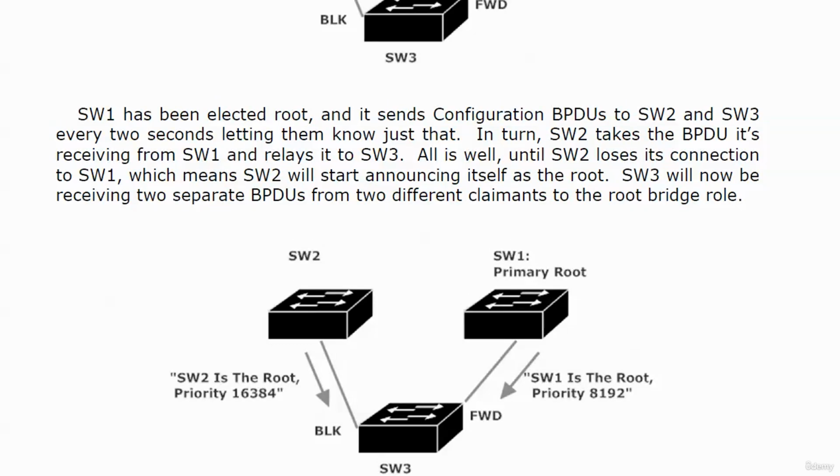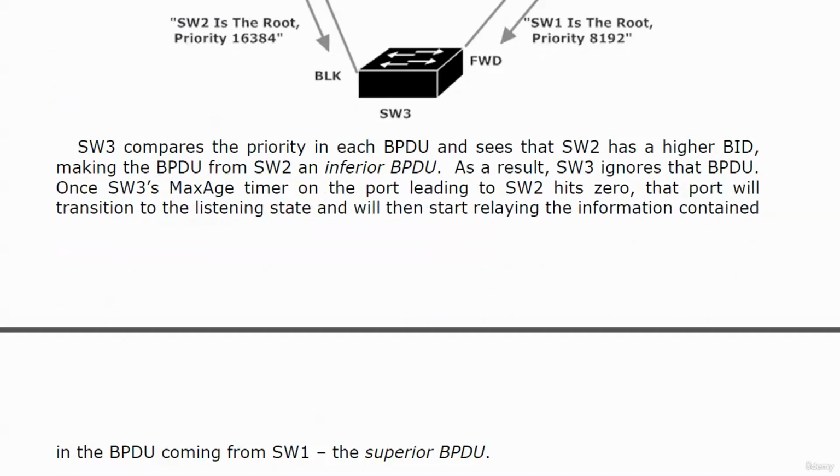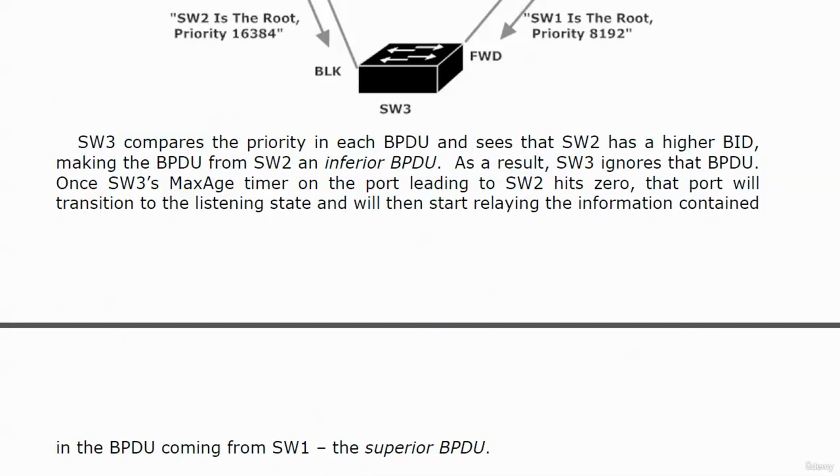So now, switch 2 is going to think, hey, I'm the boss. I am in charge now. I'm the root. So at that point, for a while, switch 3 is going to get 2 separate BPDUs from 2 different claimants to the root bridge role. Now, switch 3 sees this, and 3 is not an idiot. It's going to say, hey, I'm getting these BPDUs, but the bid is much higher from this one guy than it is from the other. So the one from switch 2 is considered an inferior BPDU, and as a result, 3 is going to start ignoring it.